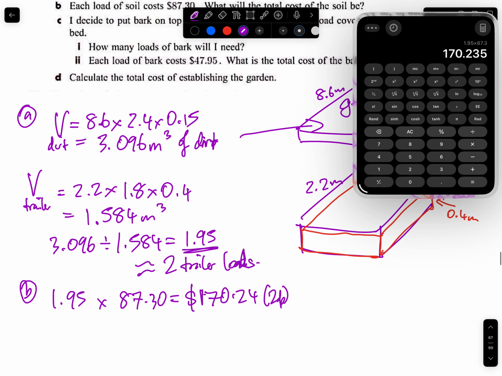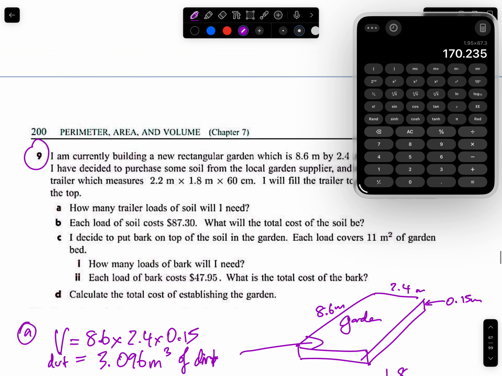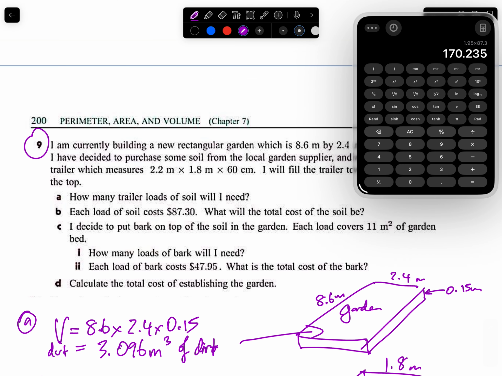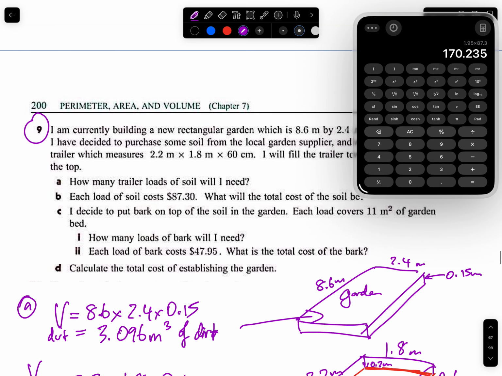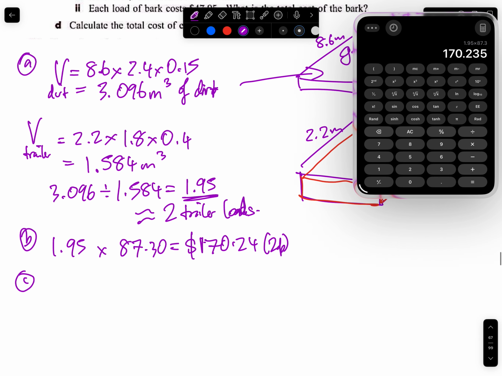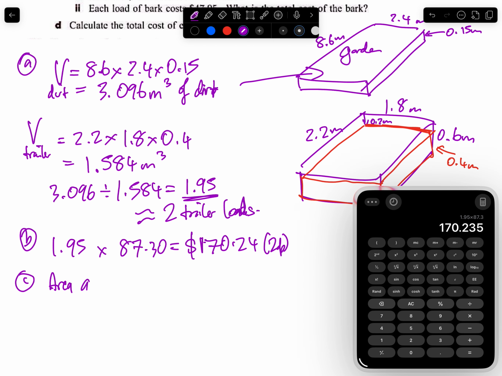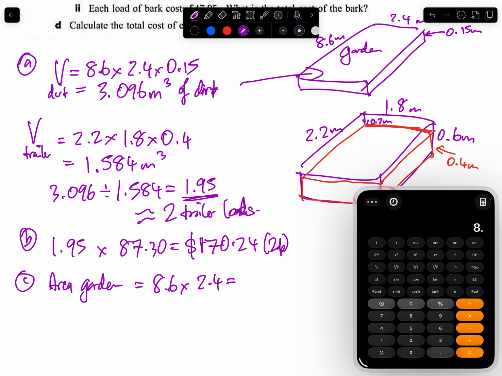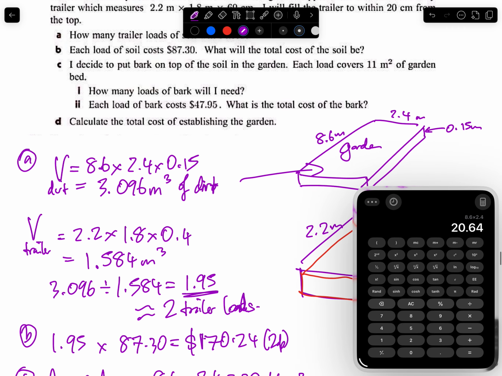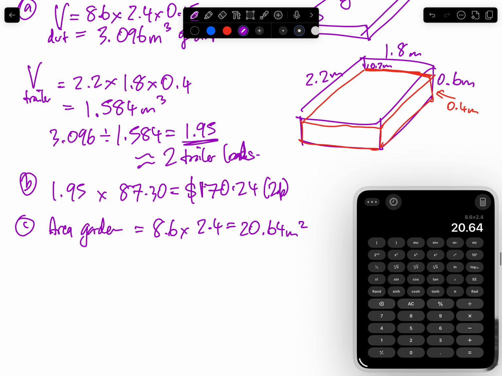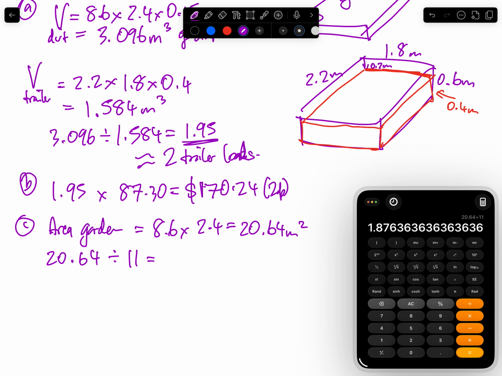C, I decided to put bark on top of the soil. Each load covers 11 square meters of garden bed. Okay, we're talking about area now. So the garden bed area is going to be 8.6 times 2.4, which is 20.64 square meters. Each load covers 11 square meters. So how many times does 11 cover this? Divided by 11, 1.88 loads, to 2 decimal points.